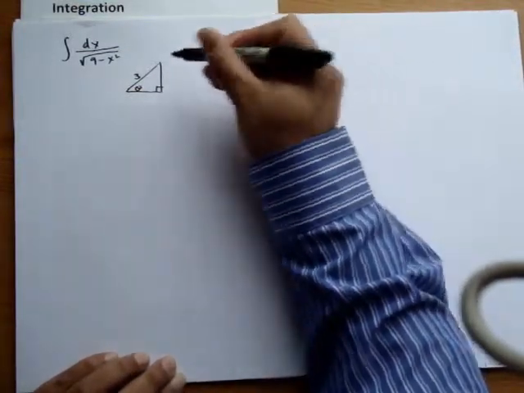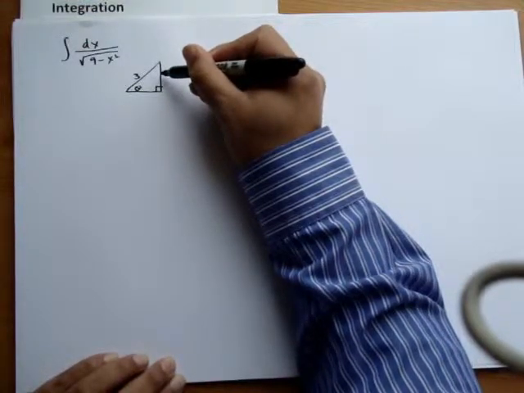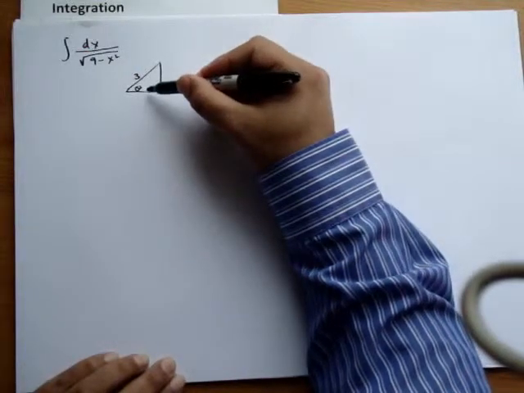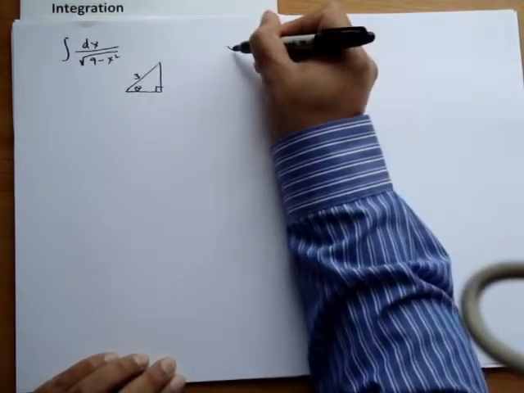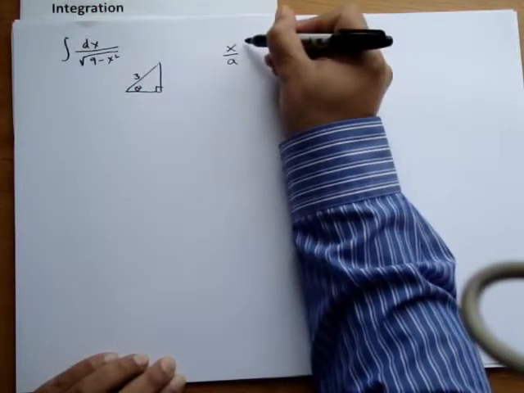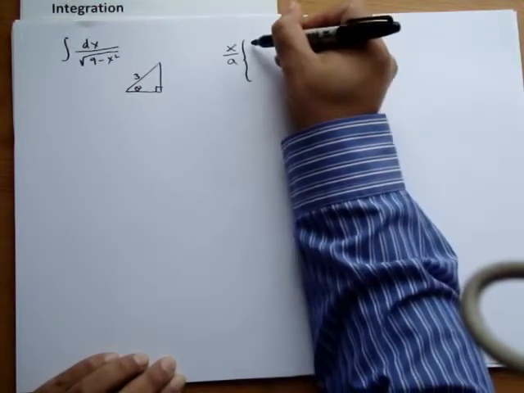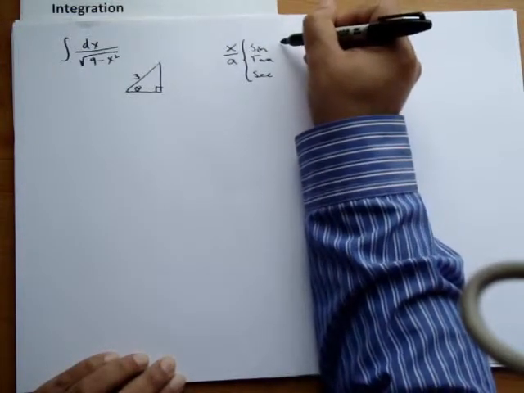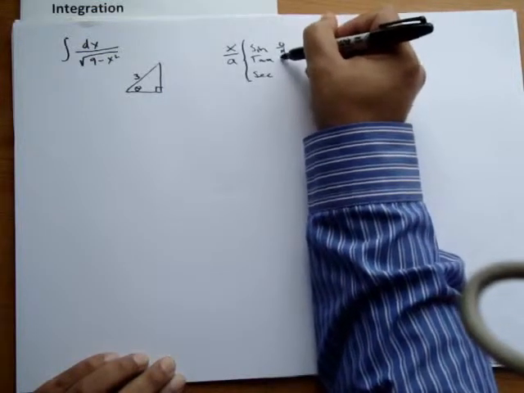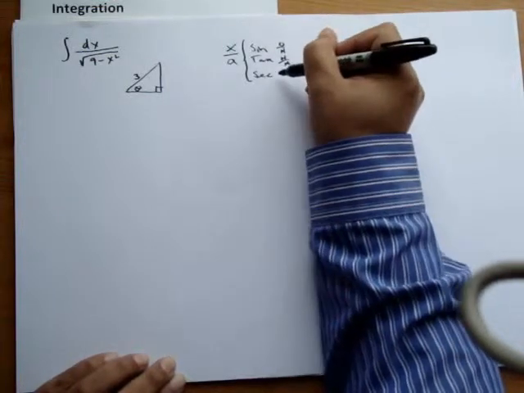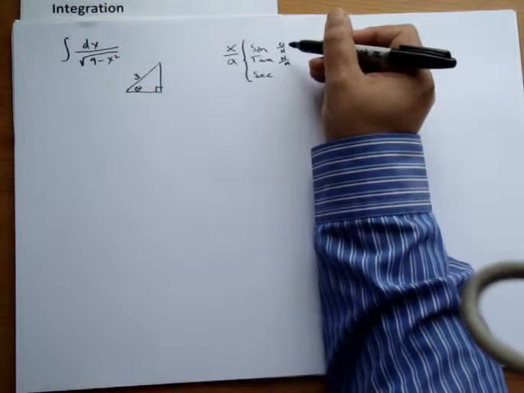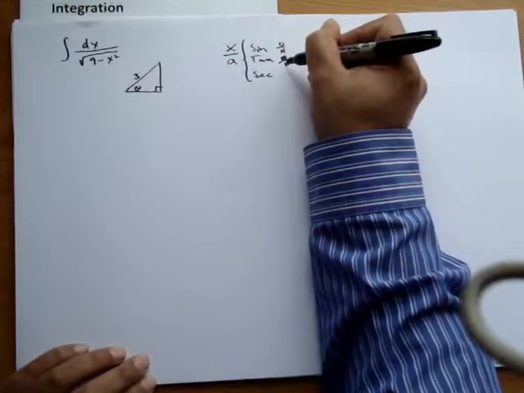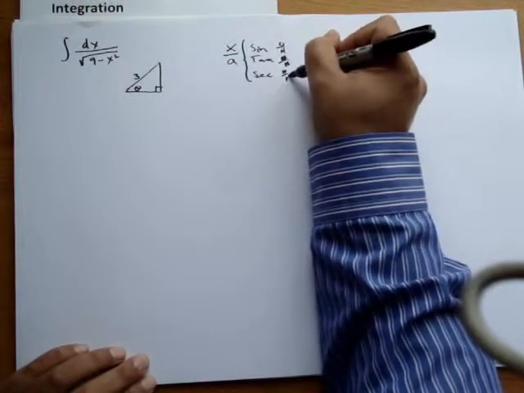Now we have to decide which is the square root value and which is the value of x on the triangle. We get this by using x over a, and we use sine, tan and secant. Sine is opposite over hypotenuse, tan is opposite over adjacent, and secant is hypotenuse over adjacent.